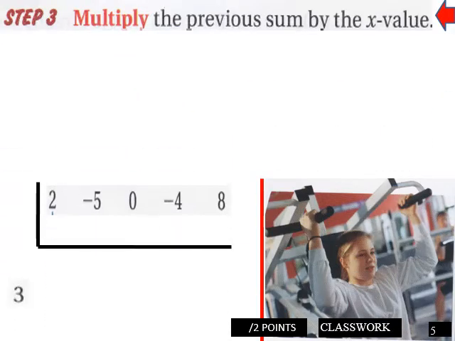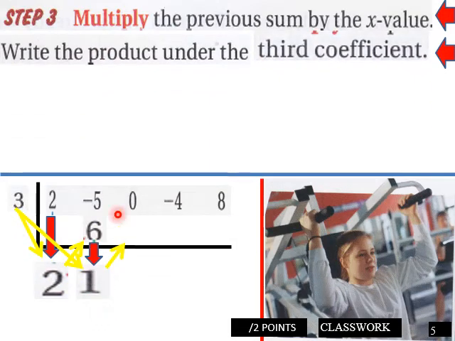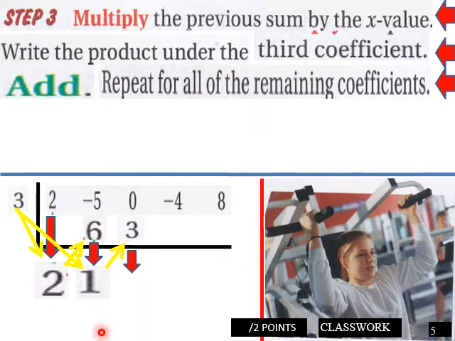Continue on here. So we drop our 2 down. We multiply our 2 by 3 and we get 6. And we add. We have 1. And then what do we do? Well, we write the product under the third coefficient now. So 3 times 1 would be 3. This goes here. We added that. We drop this down. 3 times 1 is 3. And then we add. So 3 and 0 would be 3.